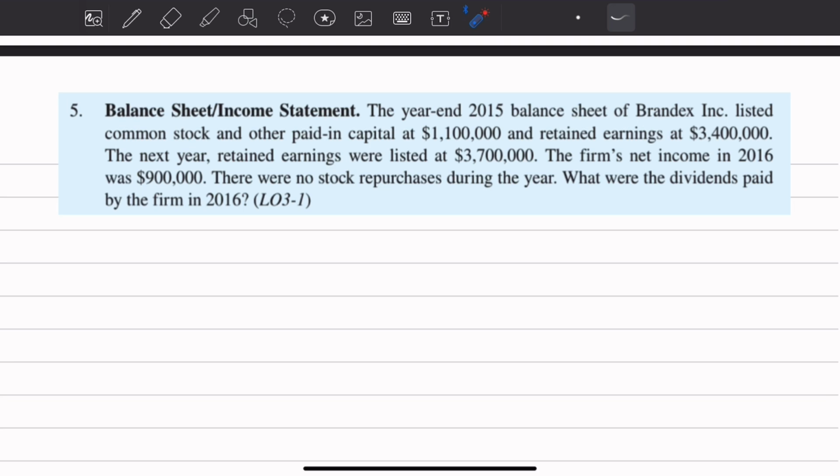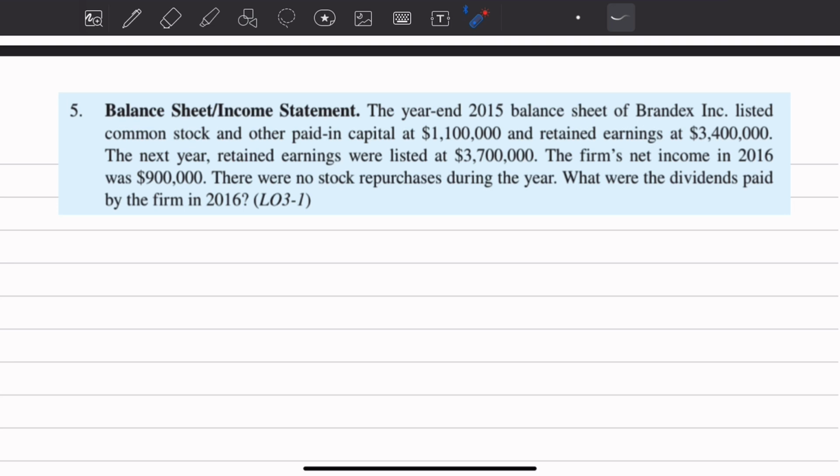It says the year-end 2015 balance sheet of Brandix Incorporated listed common stock and other paid-in capital at $1,100,000 and retained earnings at $3,400,000. The next year, retained earnings were listed at $3,700,000. The firm's net income in 2016 was $900,000, and there were no stock repurchases during the year. What were the dividends paid by the firm in 2016?